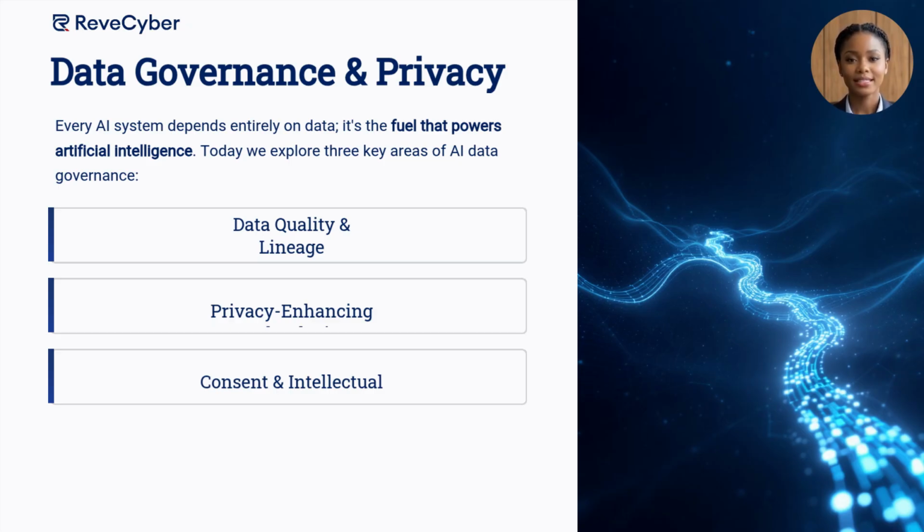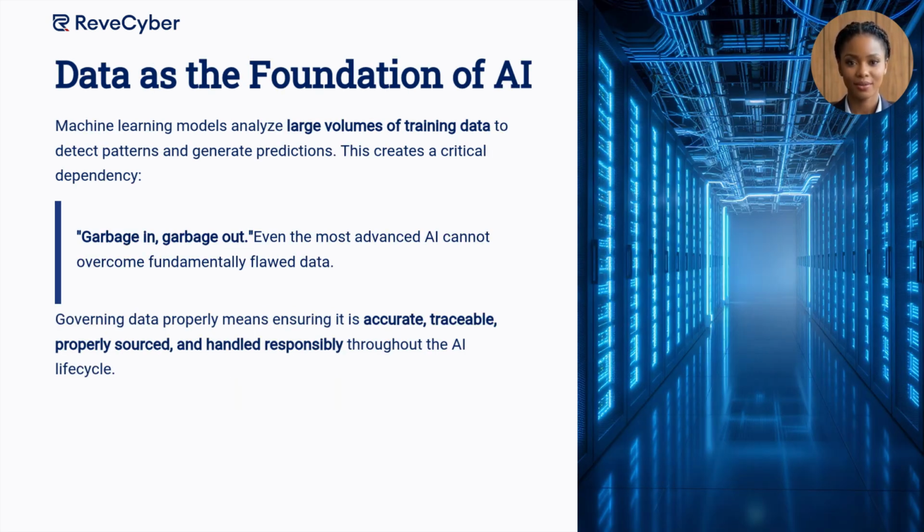So with that in mind, let's start by looking at why data is considered the foundation of every AI system. Machine learning models operate by analyzing large volumes of training data. They examine that data to detect patterns, relationships, and statistical signals that can later be used to make predictions or generate recommendations. So, in a way, AI systems don't actually understand the world the way humans do. Instead, they learn patterns from the data they are given. And that creates a very important dependency.